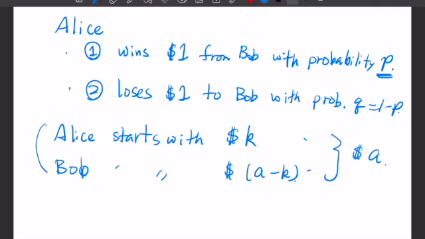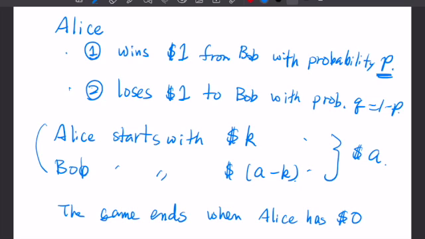And the third condition, the game ends when either player has lost his or her initial stake. When either Alice has no money, so Alice gets broke, or Bob gets broke. $0 or $0. So this is the setting of the problem.